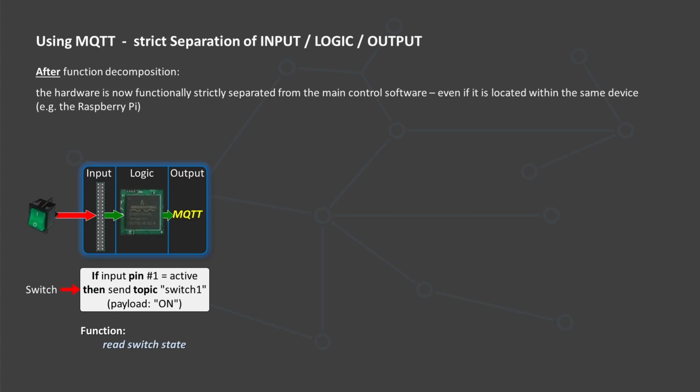We start with the component module read switch state, where the switch is monitored by a simple mini program which sends the switch state as an MQTT topic to the broker. That is all this program does, nothing more. It is a very simple if this then that logic. If input pin number 1 is active, then send on the topic switch 1 the payload on, respectively send off. The publishing is done only once whenever the switch state changes.